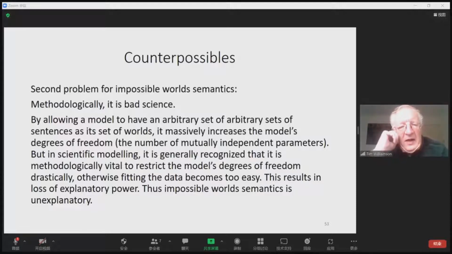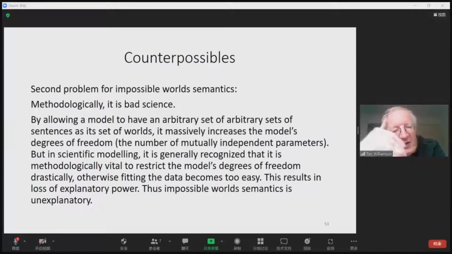When we talk about degrees of freedom in science, that means the number of mutually independent parameters that you have. In these impossible worlds, you have much more freedom in how you set up a model, because with each world you could make whatever you like be true in a given world just by selecting those sentences and no others to be true. That's very different from what you get in standard possible world semantics, where, for example, whether not-A is true at a world is just determined by whether A is true at that world, because of the rule for negation.